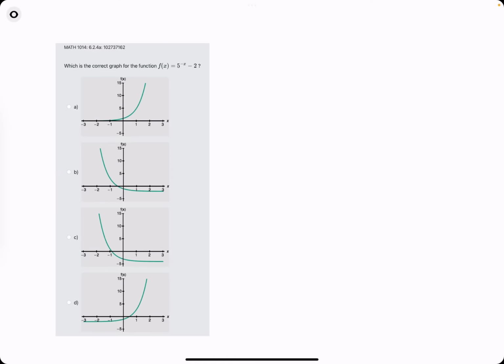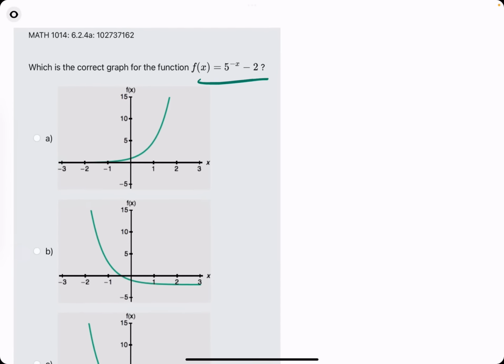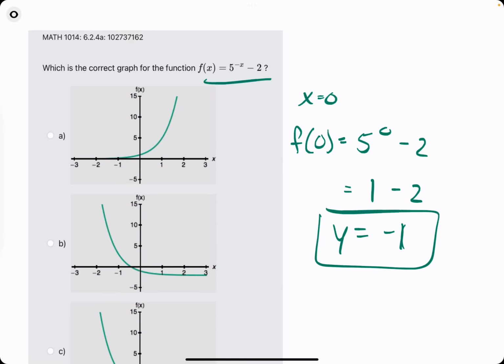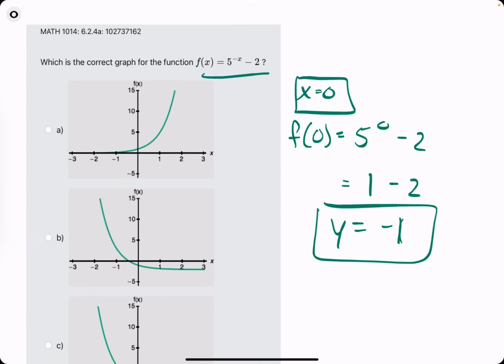All right, so correct graph for this function, 5 to the negative x minus 2. Again, I'd plug in x equals 0 first. We get f of 0 is equal to 5 to the 0 minus 2. Anything to the 0 power is 1. We're subtracting 2. 1 minus 2 is negative 1. So this is our y-intercept because we plugged in x equals 0 and got y equals negative 1.